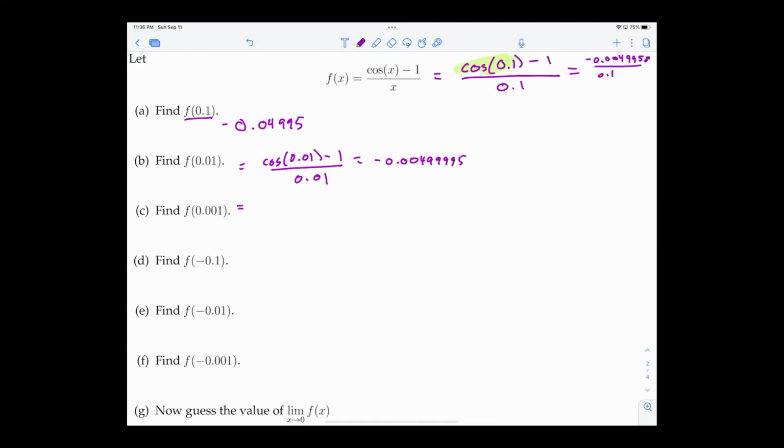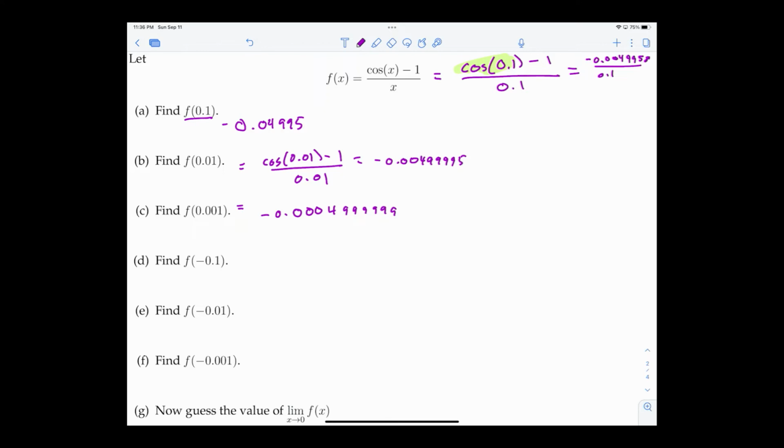Okay, next one. Same thing. I'm not even going to bother writing it. I'm just going to work it out. So we got cosine 0.001 minus 1 divided by 0.001. I get negative 0.00049999999. How many nines? I don't know. That's enough.